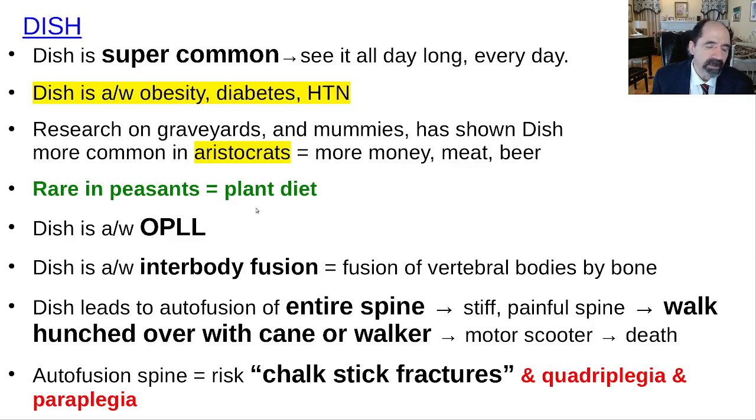Okay, then we're going to talk about ossification of the posterior longitudinal ligament. It'll make more sense once you see a picture of it. DISH is associated with interbody fusion. Interbody fusion just means fusion between the vertebral bodies. The vertebral bodies are sometimes called the bodies in the spine. DISH leads to autofusion of the entire spine. It just begins at one level in the lumbar spine, and it'll work its way up the entire spine.